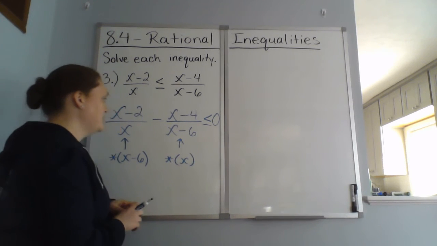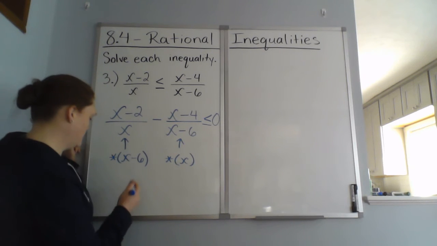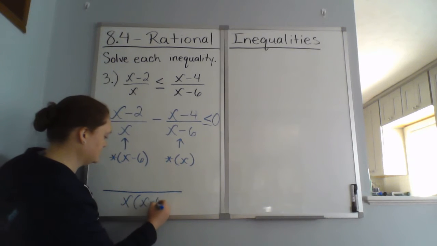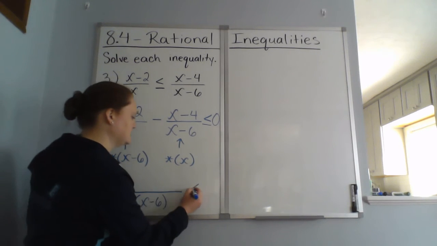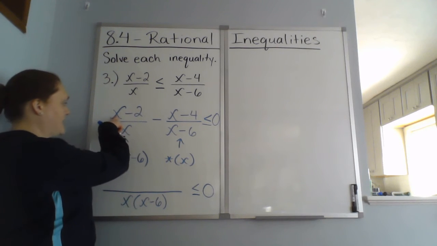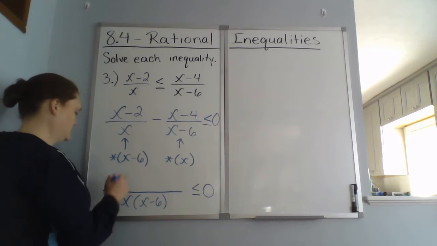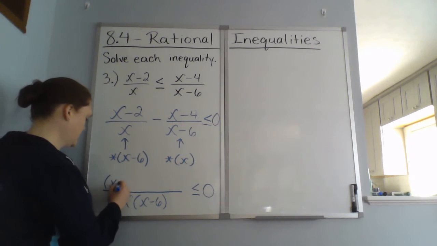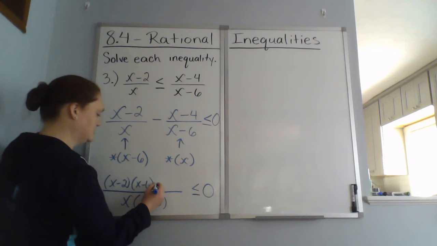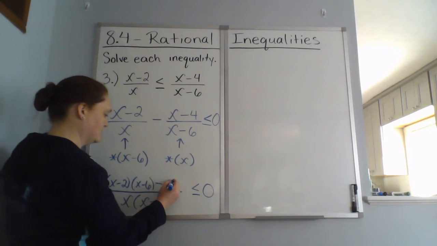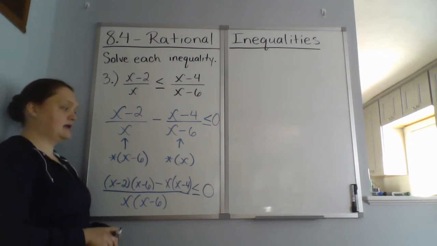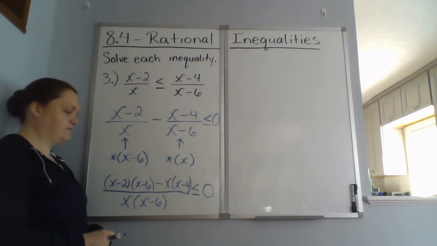So we're going to manipulate the numerators and the denominators. It's all going to have a common denominator now of x times (x minus 6). Keep in mind it's less than or equal to 0 on the far right. So I have to do (x minus 2) times (x minus 6). Subtract, I need to do (x minus 4) times x. So a lot of simplifying has to be done to start off. Let's keep going with that.